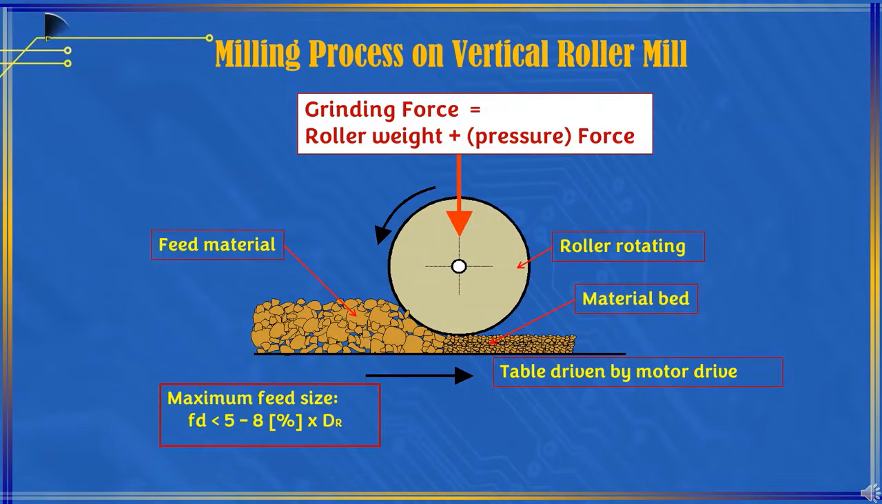Milling process on a vertical roller mill. Grinding force is roller weight plus hydraulic pressure. The table is rotated using a motor drive. Feed material of various sizes is loaded onto the rotary table, and after the material touches the rollers, which rotate, the grinding process occurs. The maximum material feed size is 5 to 8% of the roller diameter. For more details, we can see the following video.